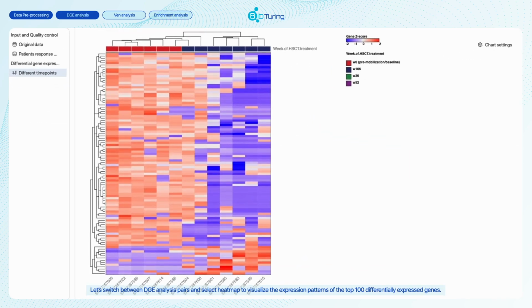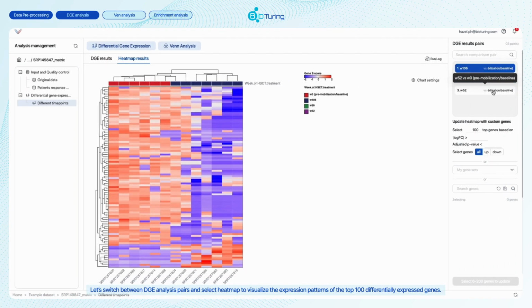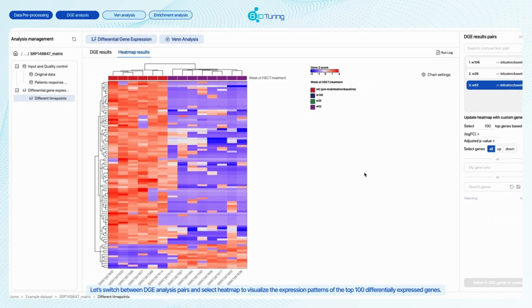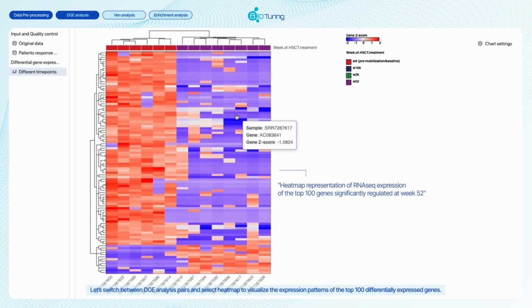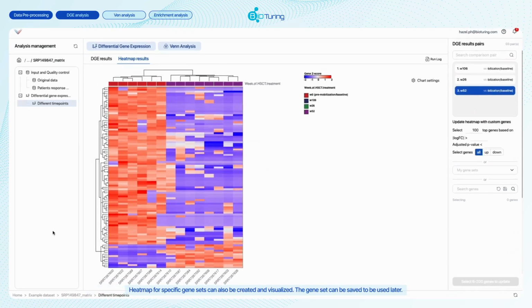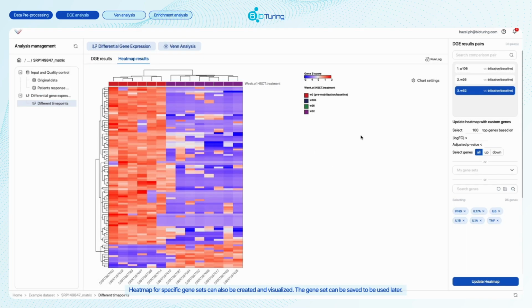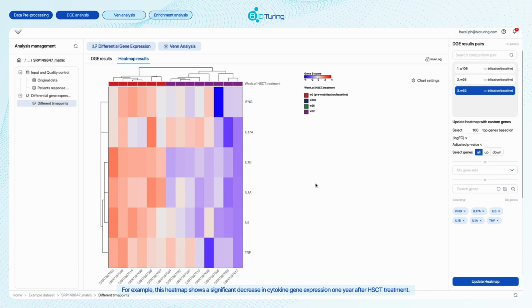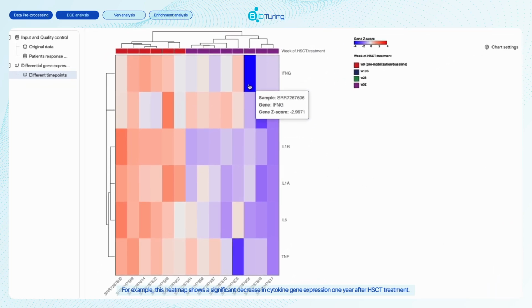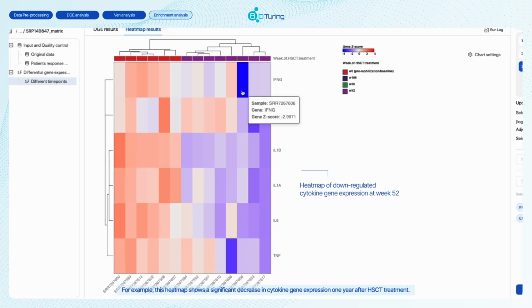Let's switch between DGE analysis pairs and select heat map to visualize the expression patterns of the top 100 differentially expressed genes. Heat maps for specific gene sets can also be created and visualized. The gene set can be saved to be used later. For example, this heat map shows a significant decrease in cytokine gene expression 1 year after HSCT treatment.